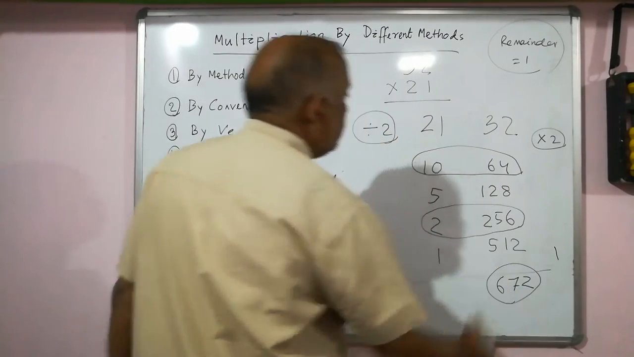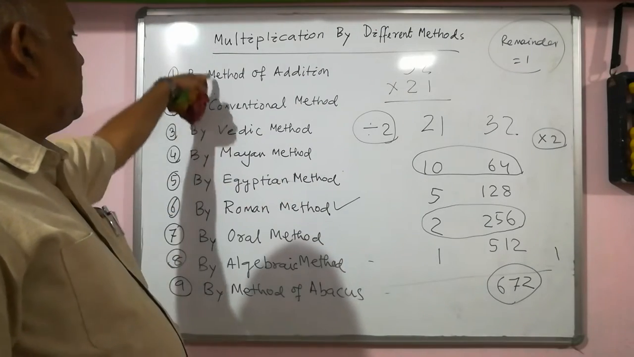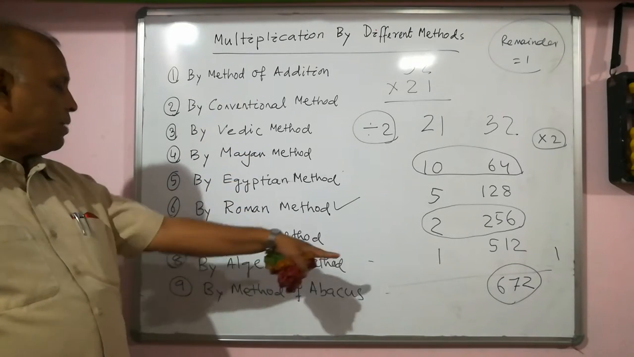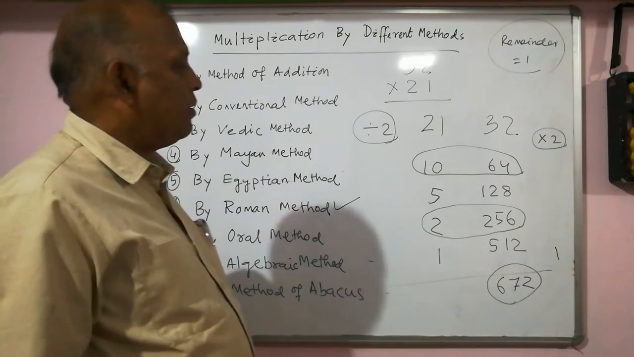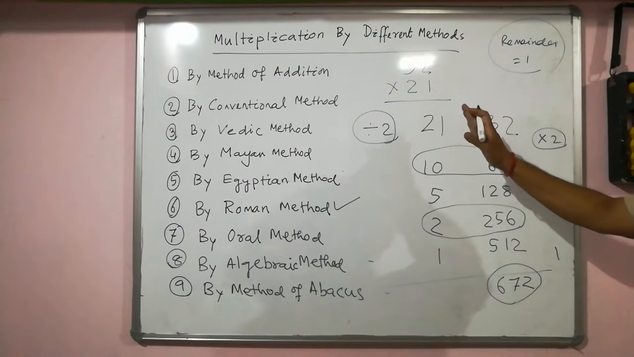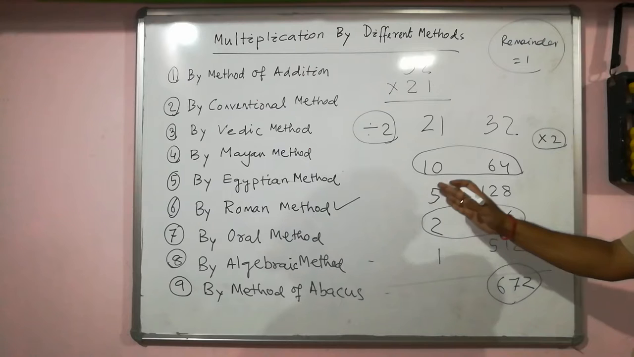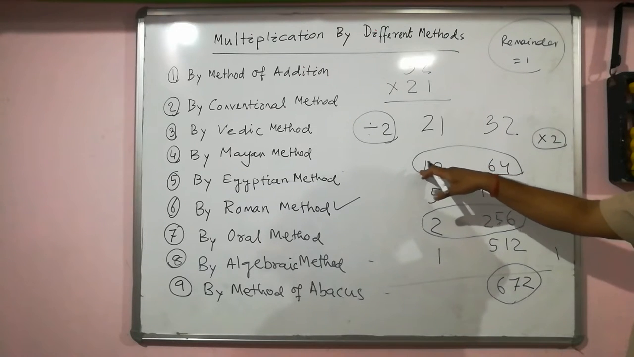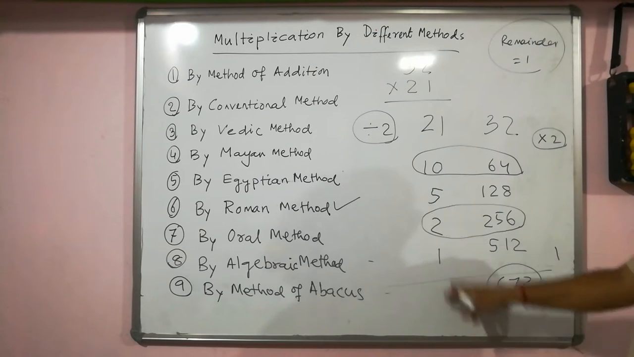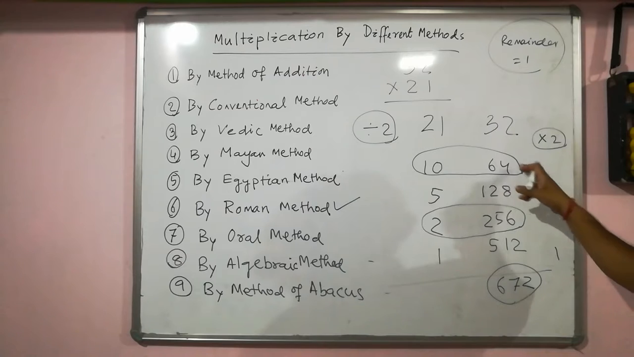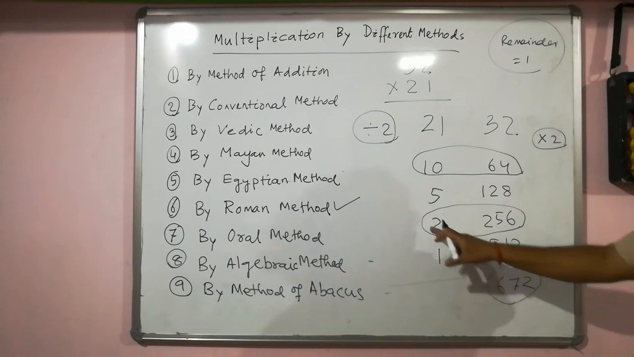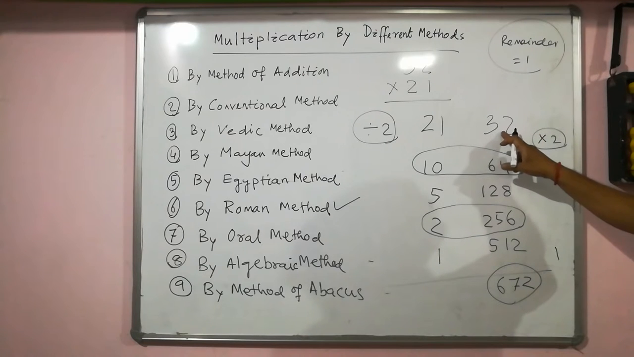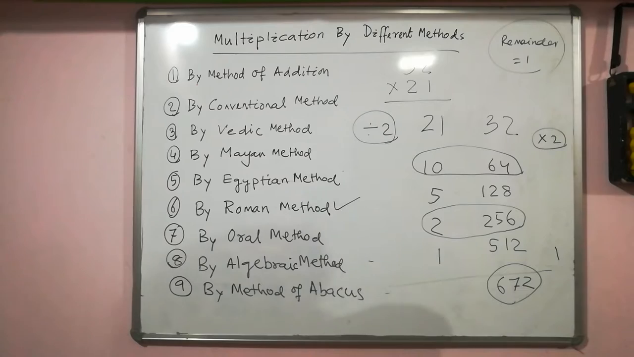6, 7, 2. So this is the same result we get by the conventional method, by the Vedic method, the Mayan method, the Egyptian method, and the Roman method. In the Roman method, one column is divided by 2 and the second column is multiplied by 2. Then they cancel out the even-number rows on the left side. Here we got two even rows, this is 10 and this is 2. We don't consider the right-side column entries for these. So we cancel this and we add 32, 128 and 512 and we get the result 672.